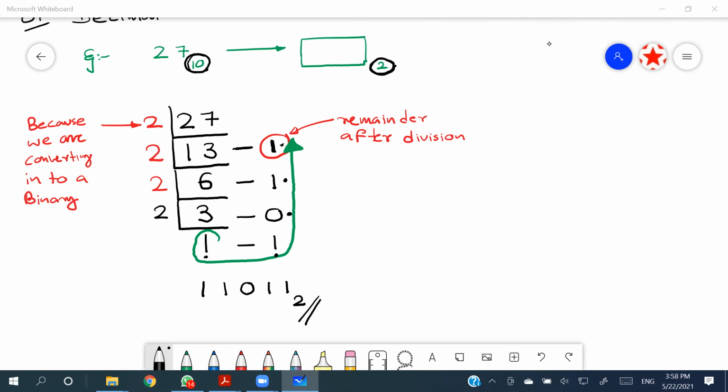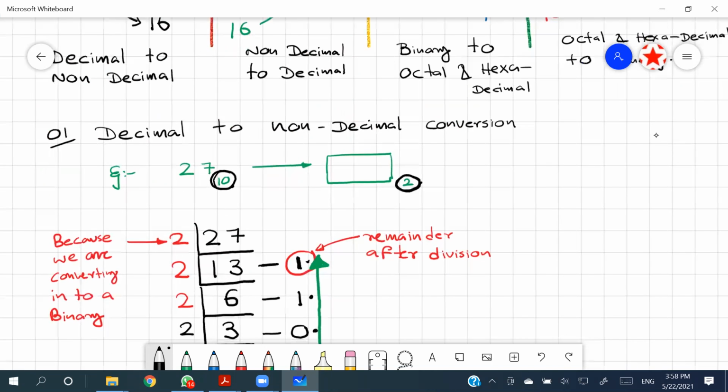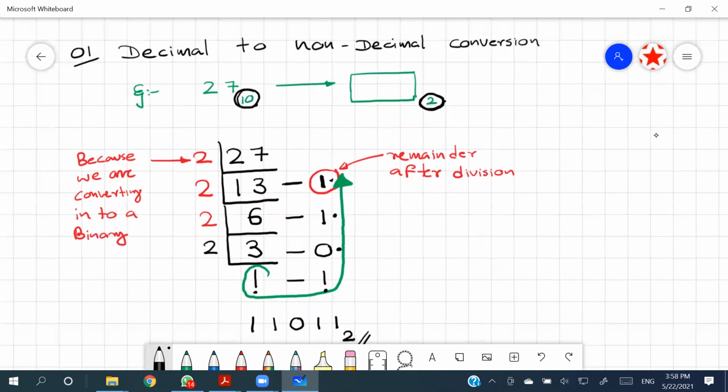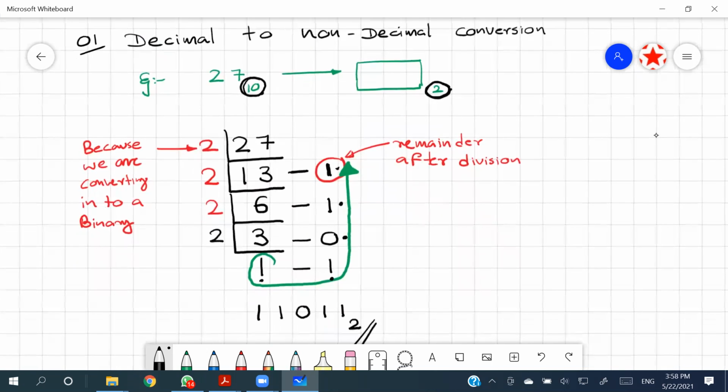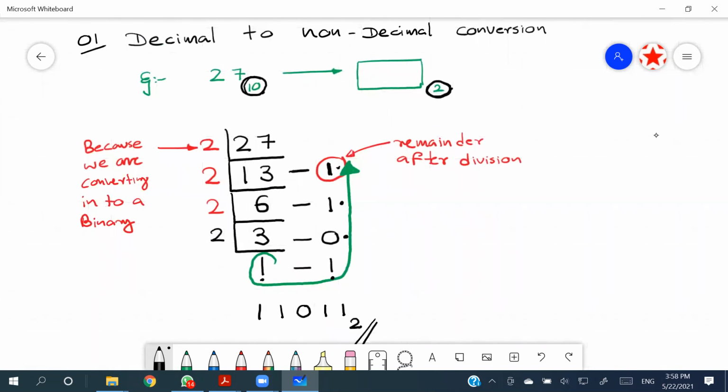So simple, right? Okay, shall we write it down? Starting from here, decimal to non-decimal conversion, copy it to your book.